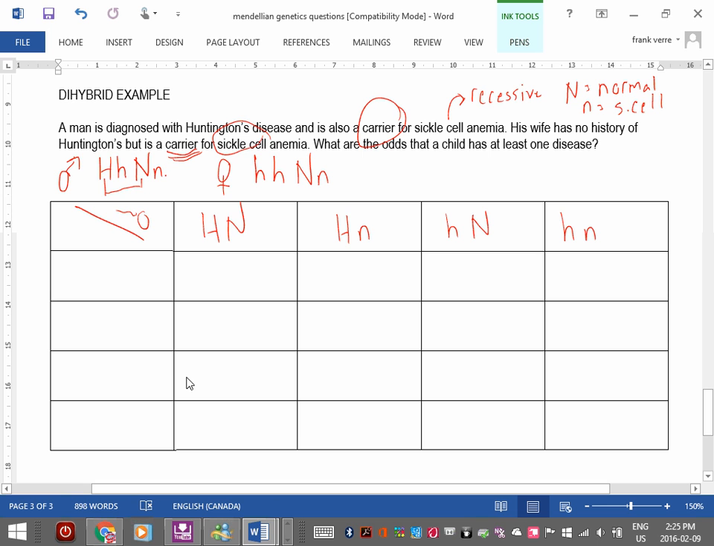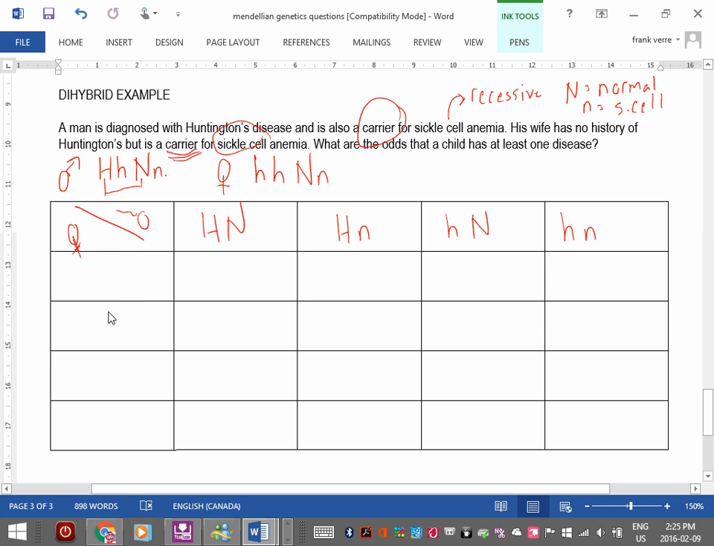So would little h and little n be normal? Yeah. No. Little n, big N. Well, hold on. Right now they're nothing. This is just a sex cell. We have to look at the individual. So let's look at the male. So let's look at the female now. Yeah, but little h is normal, right? Yes. For Huntington's. Yes.